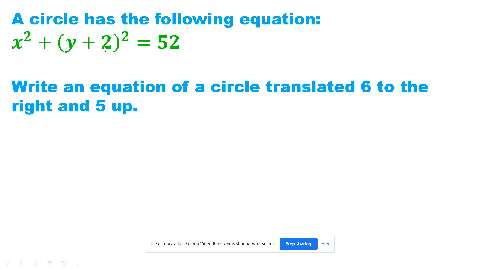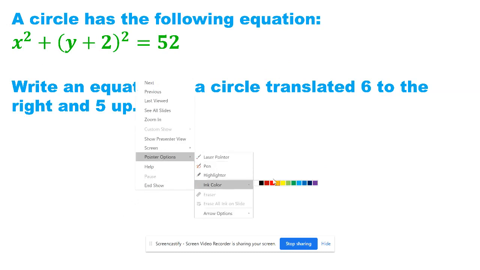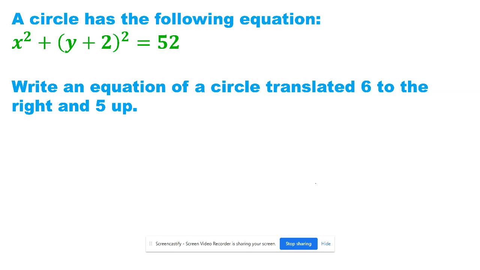So here we have the equation x squared plus y plus 2 squared equals 52. And we want to translate it 6 to the right and 5 up. So let's find the center of this circle first. Here we don't have anything with the x, so that's going to be a 0. And for our y, we have plus 2, so that becomes negative 2. So our center is at 0, negative 2.